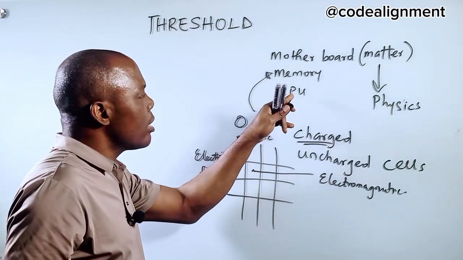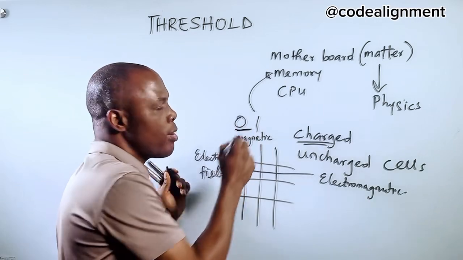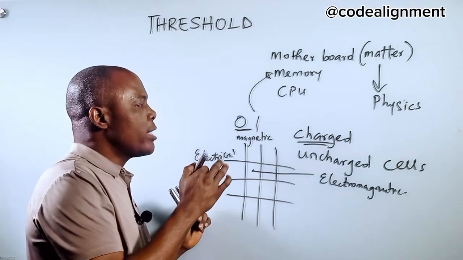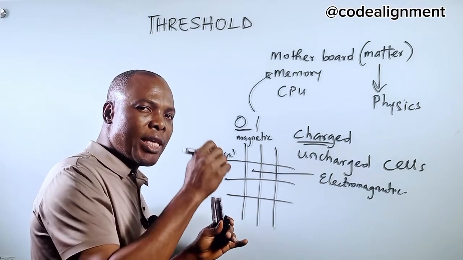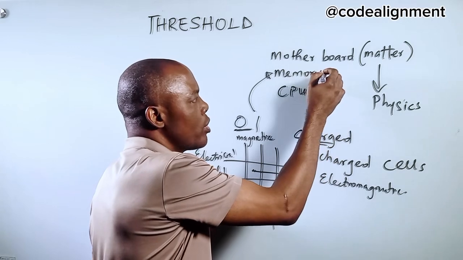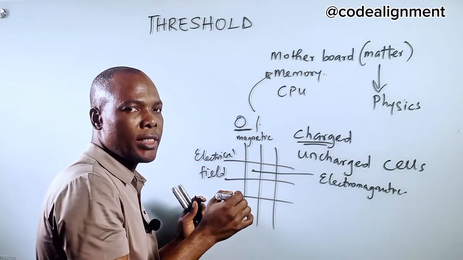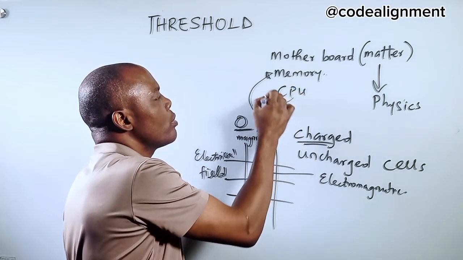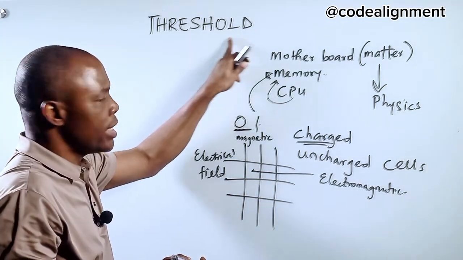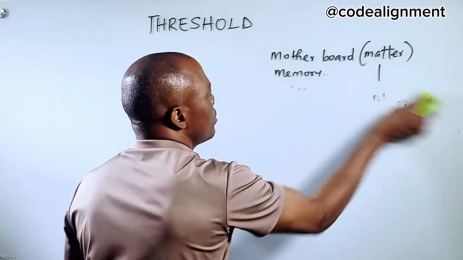So if the memory is just charged and uncharged cells, what we are simply saying about 0 and 1 is that we are talking about electrical state. So what is electrical state? Electrical state is the physical condition of energy at a point in a circuit. So when we say 0, we are simply saying that the memory does not contain charges. When we say 1, it means the memory contains charges. So at what point does this CPU read these charges to give us an output? That is the point we call threshold.